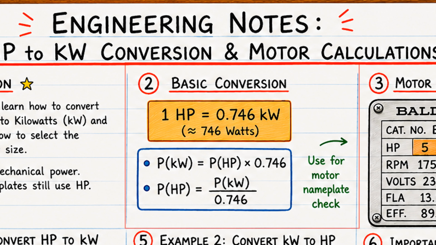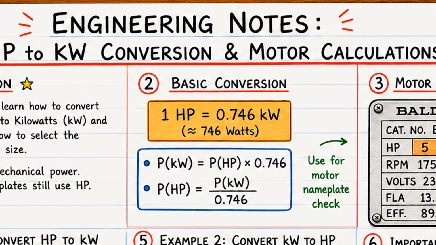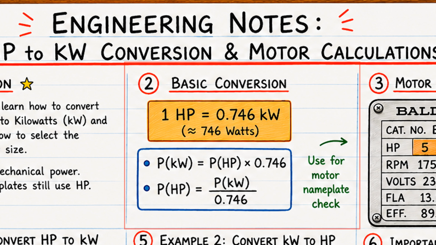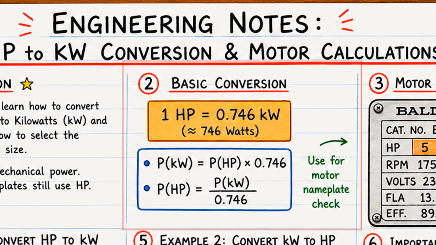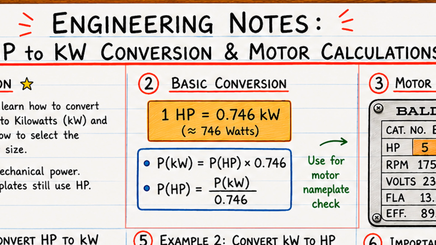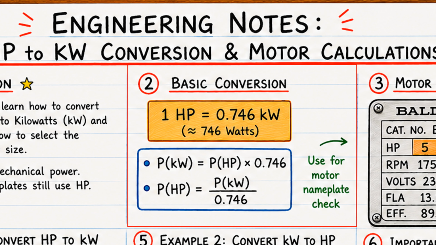First, take a look at this part of the image. Here it states 1 HP equals 0.746 kilowatts. This is the most important number you need to remember. It means that 1 horsepower is approximately equal to 746 watts, or 0.746 kilowatts.